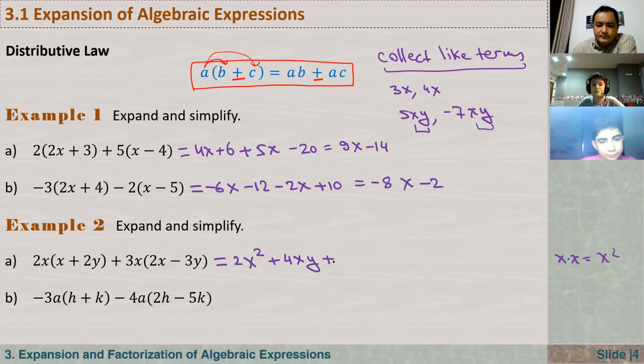Plus 6x squared, minus 9xy. Okay, now we have 2x squared and 6x squared. They are like terms, right? 2x squared plus 6x squared, that is 8x squared. And here we have 4xy minus 9xy. Also, they are like terms, that is minus 5xy.